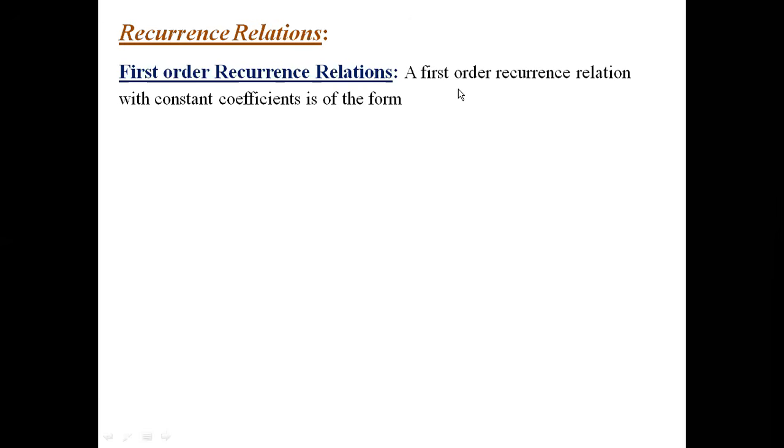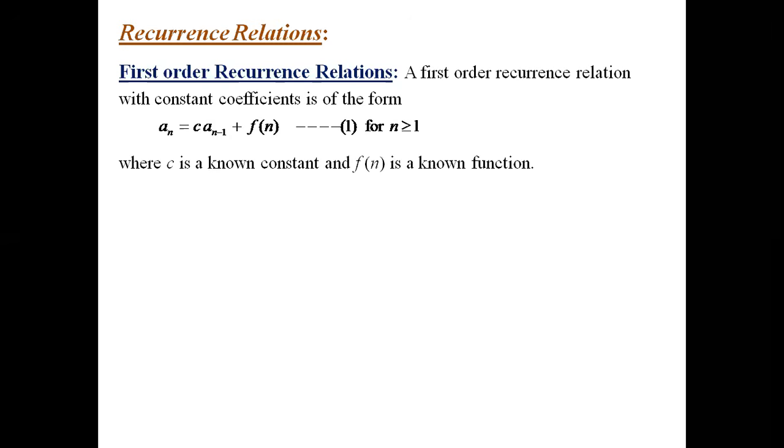A first order recurrence relation with constant coefficients is of the form a_n equal to c into a_(n-1) plus f(n) for all n greater than or equal to 1, where c is a known constant and f(n) is a known function.